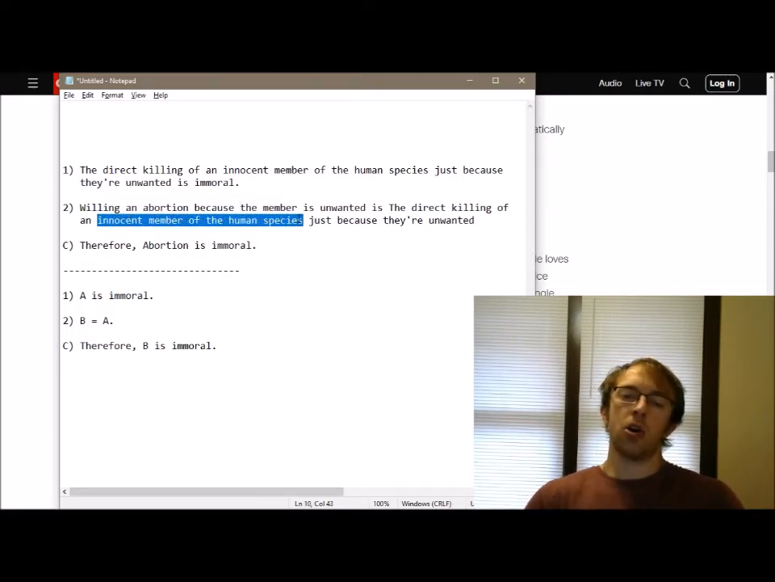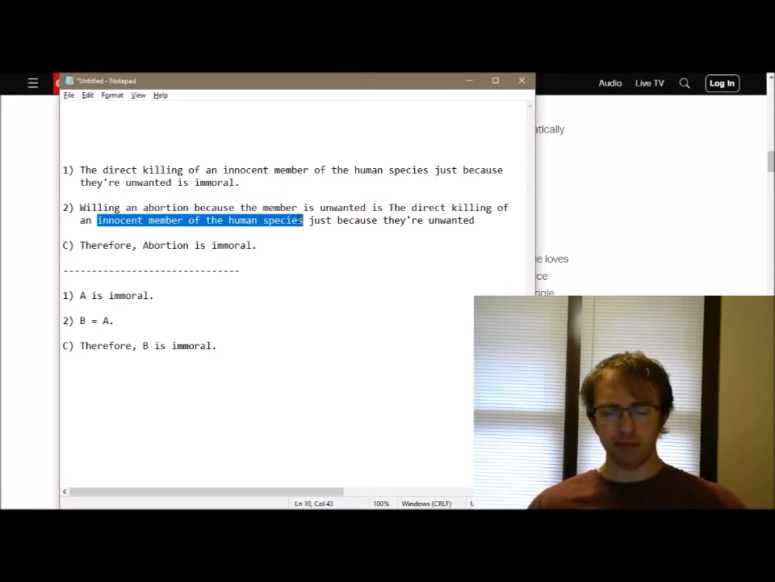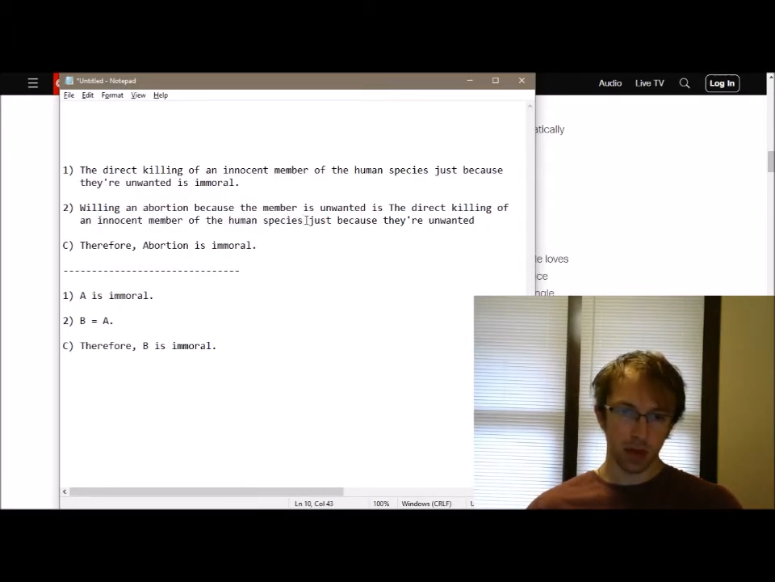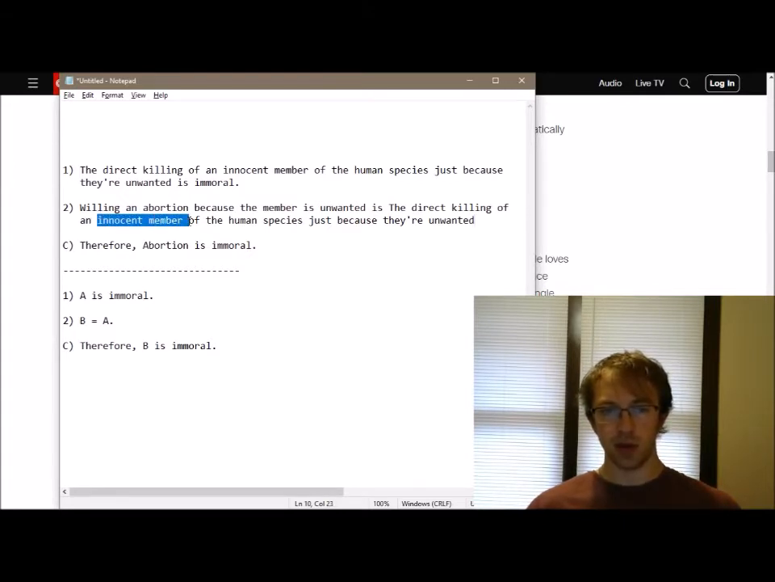Now, in your argument, you always want to find the weakest part of your argument. I would say most people are probably going to find a way to disagree with premise two, okay? So that's the weakest part of it. You can do a couple of things. One is you can expand this argument. How would you expand it? You could add more premises to show that from conception, someone is an innocent member of the human species.